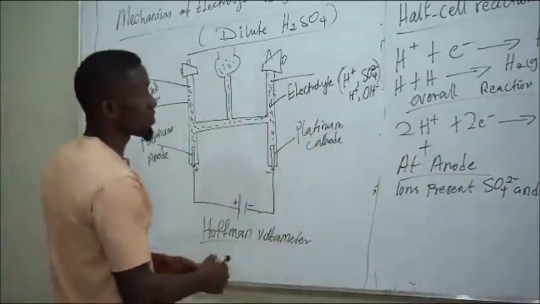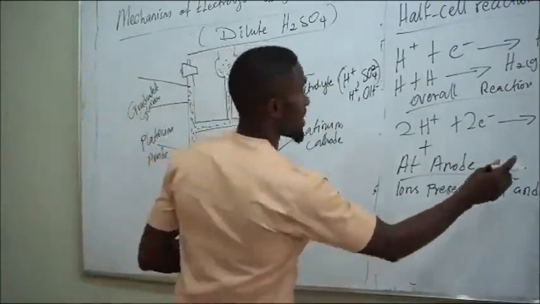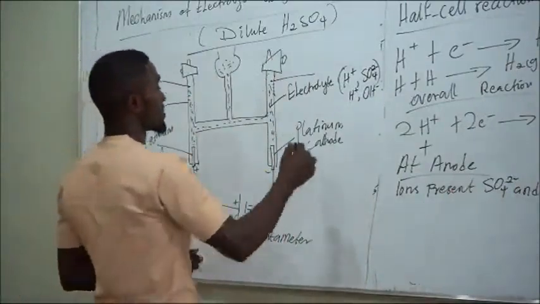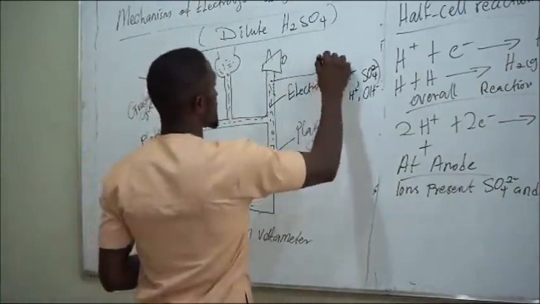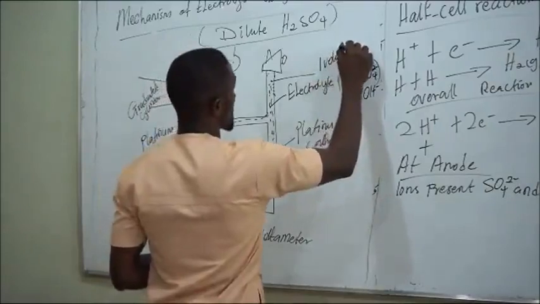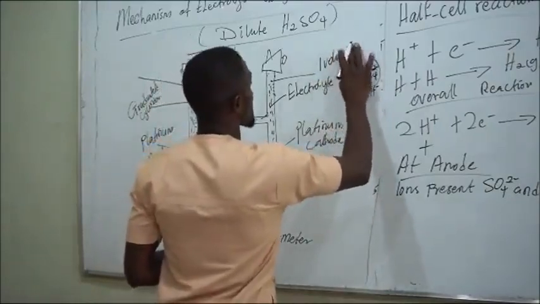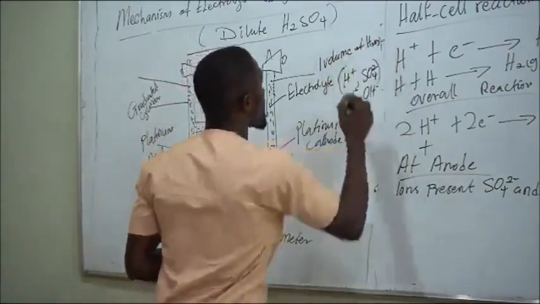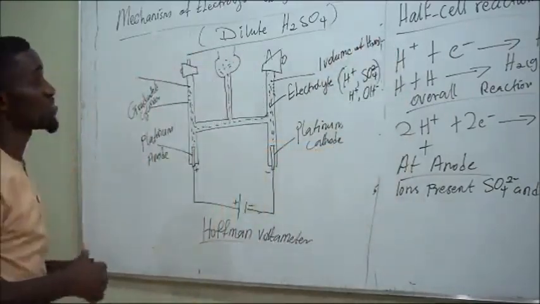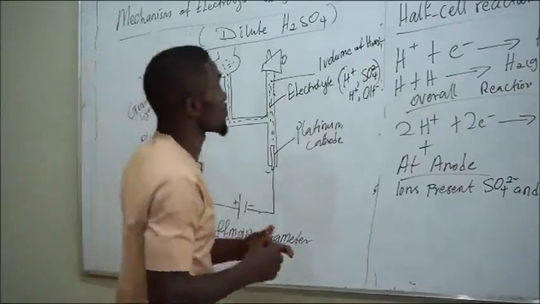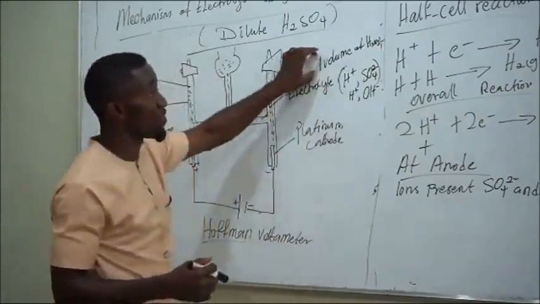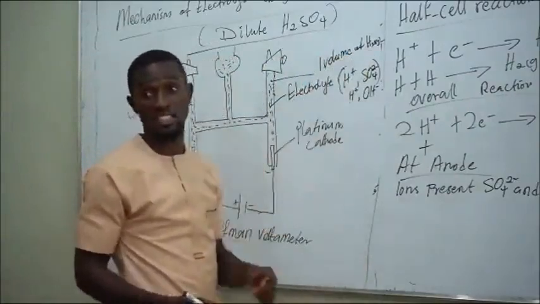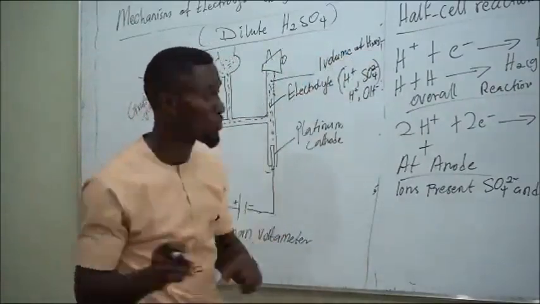So at the cathode, we have how many volumes of hydrogen? So at the cathode, we have 1 volume. Though we still do something after the reaction to confirm if it is actually 1 volume or 2 volumes. But what happens is that hydrogen gas is deposited at the cathode.